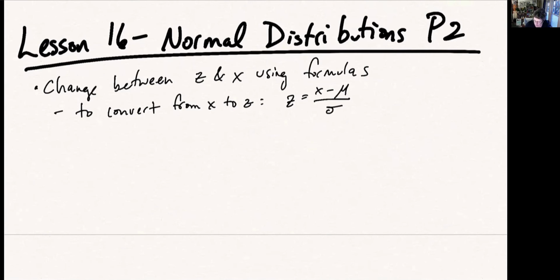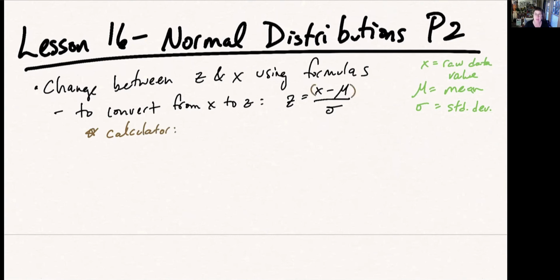Okay, let's write this over here. X is your raw data value. This M is your mean. And remember, the sigma is your standard deviation. Also remember, in your calculator, with this one, the calculator is tricky. You have to put parentheses around the top because subtraction makes the order of operations be a little bit different. Okay, so in our calculator, you need to put a parentheses and then X minus M, close parentheses, and then divided by that standard deviation.